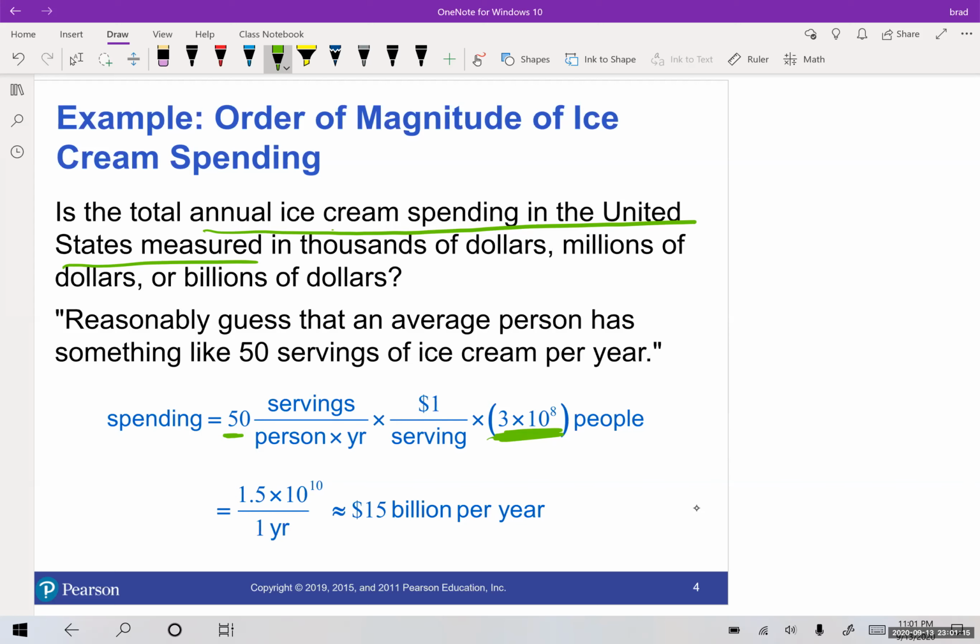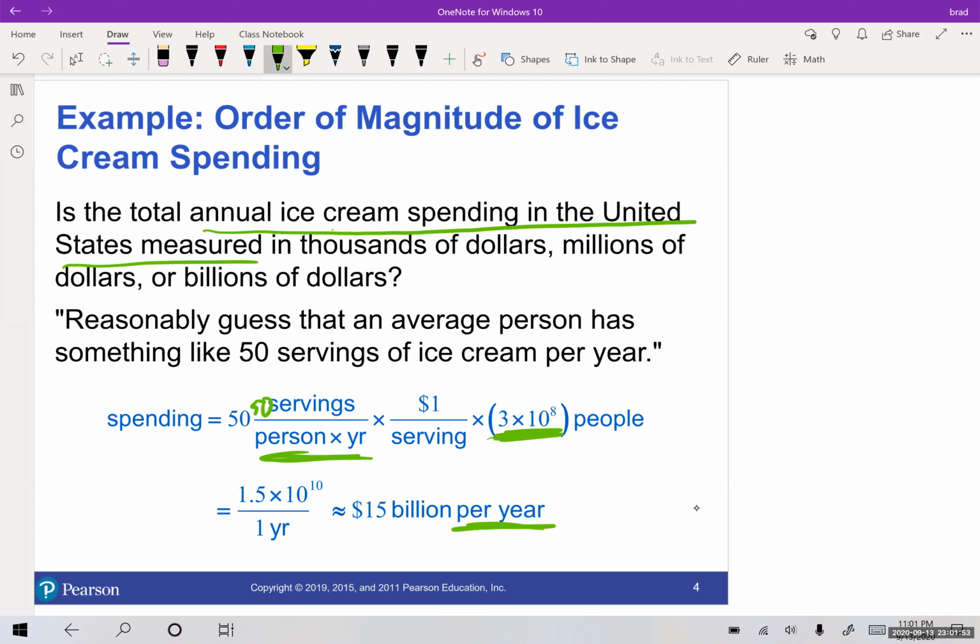So when you do this, let's see here, is the total annual ice cream in the United States measured in thousands of dollars, millions of dollars, or in billions of dollars? Reasonably guess that the average person has something like 50 servings of ice cream per year. So 50 servings of ice cream. Personally, I think they should have written the 50 here. So 50 servings divided by person per year, okay? Or times years. So now we know that the denominator now has years in it, right? So this is going to be per year. So we're okay with that.